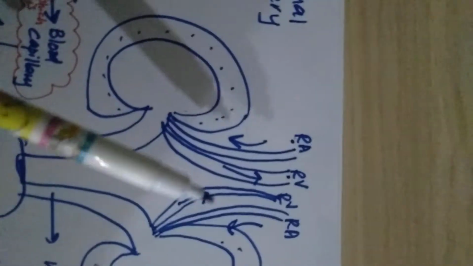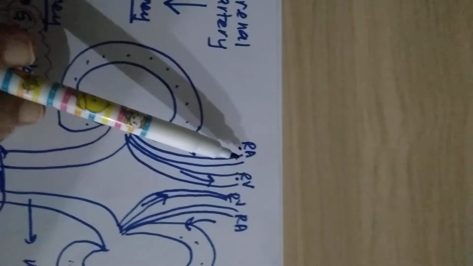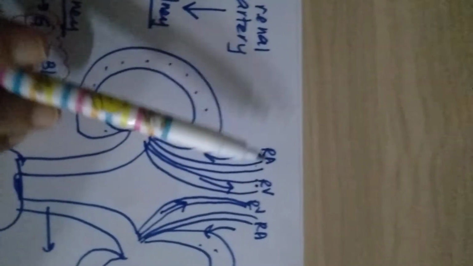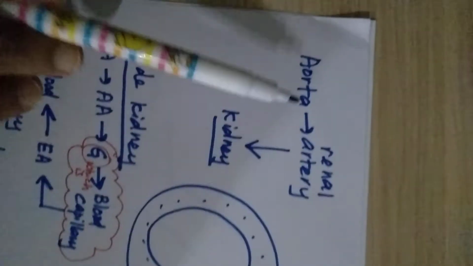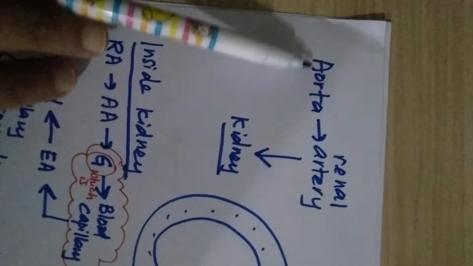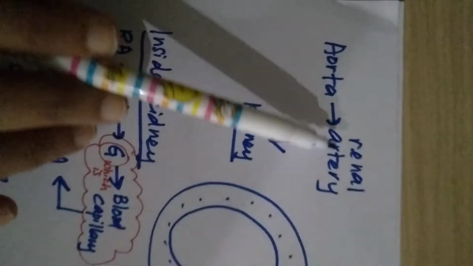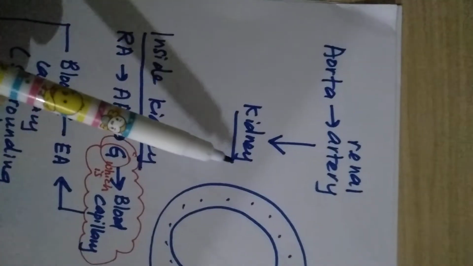Okay, so what's going to happen is now the blood is coming into the renal artery, right? Okay, how does the blood reach the renal artery? You have studied before that your major artery, the largest artery in the body, is the aorta. Aorta branches to a lot of arteries. So to go to the kidney, the aorta branches to the renal artery.